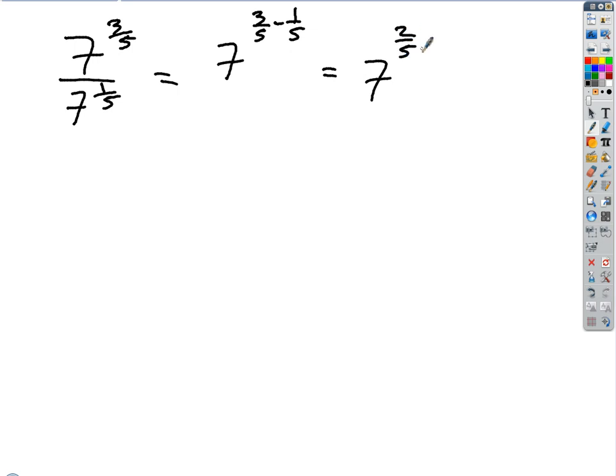Good. Okay, now I want to show you one that's kind of awkward a little bit. This one, what if we flip those exponents around?